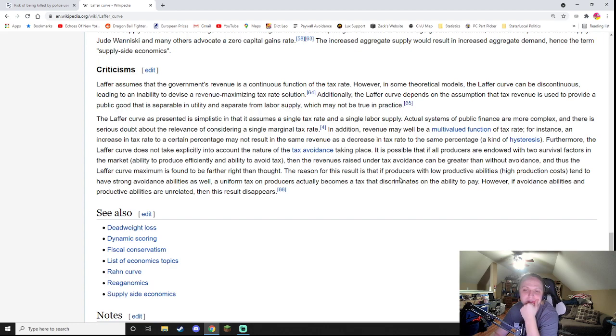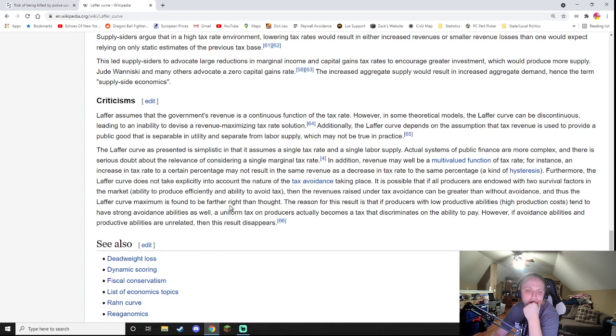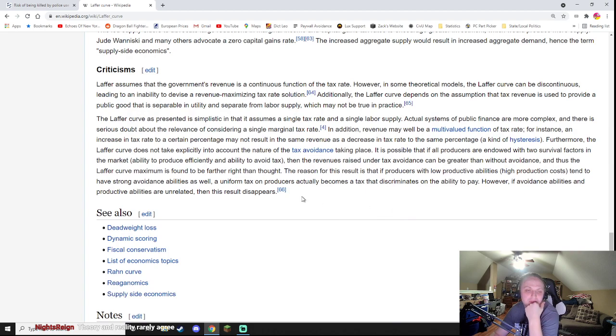Furthermore, the Laffer curve does not take explicitly into account the nature of the tax avoidance taking place. It is possible that if all producers are endowed with two survival factors in the market, ability to produce efficiently and ability to avoid tax, then the revenues raised under tax avoidance can be greater than without the avoidance, and thus the maximum is found to be farther right than thought.